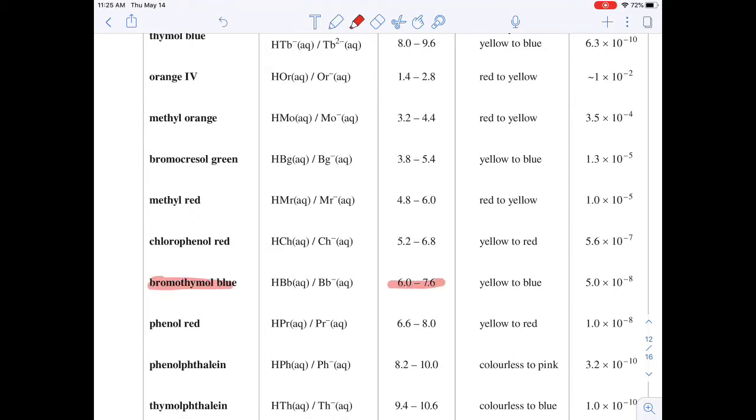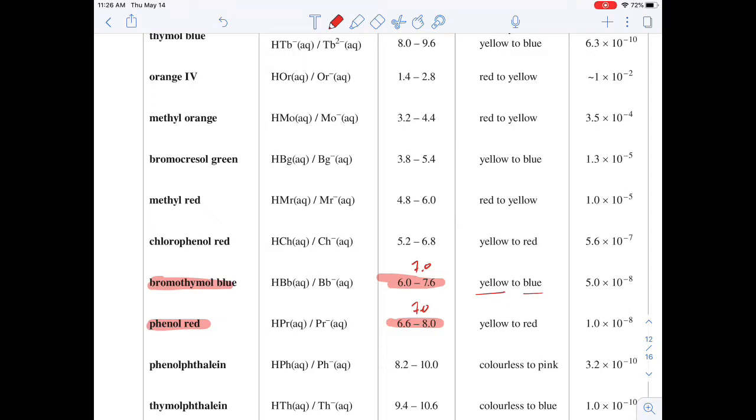bromothymol blue changes at 6.0 to 7.6, so that would be a good indicator. Or maybe even phenol red would work because it's 6.6 to 8.0. And essentially what I want is that equivalence point to sit in the middle of those two numbers. So it changes from one color to another color, right?